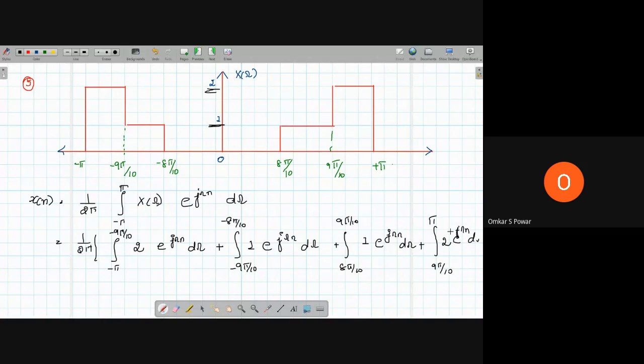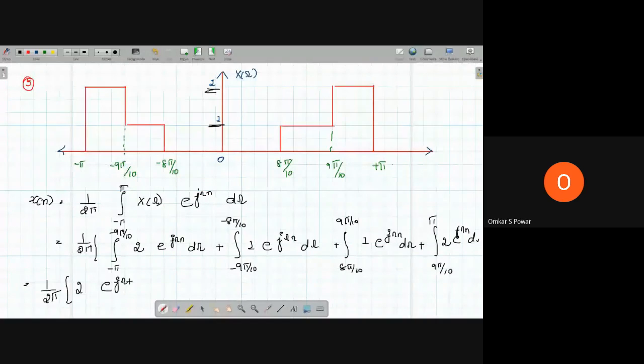So this much integration we have to do. We have to substitute the limit after taking the integration. So let us solve this one. 1 by 2 pi, 2 I will take outside. What is the integral of e power j omega n? So e power j omega n divided by jn, with respect to omega we are integrating. And what is the limit? Limit is from minus pi to minus 9 pi by 10.